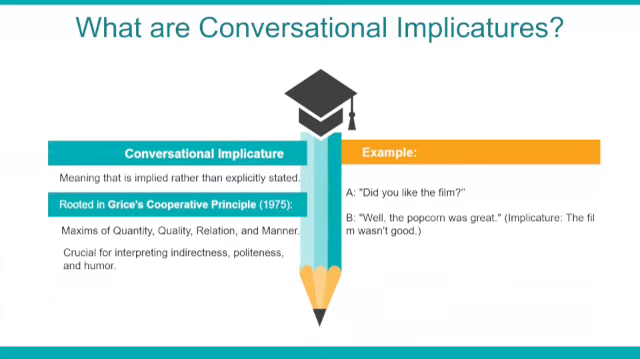So, to understand how meaning is conveyed beyond the literal level, we need to look at conversational implicatures, a key concept in pragmatics. Conversational implicatures refer to meaning that is implied rather than explicitly stated, and they play a crucial role in everyday communication, as speakers often rely on shared knowledge and context to convey their true intentions. Grice introduced the concept of implicature as part of his theory of conversation, and he proposed the four maxims as we know them: the maxim of quantity, quality, relation, and manner.